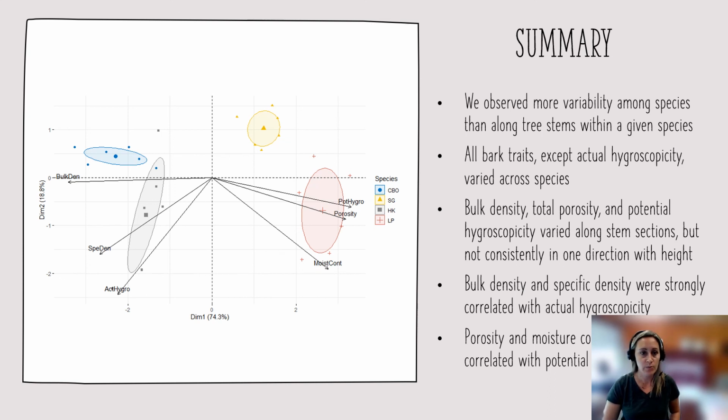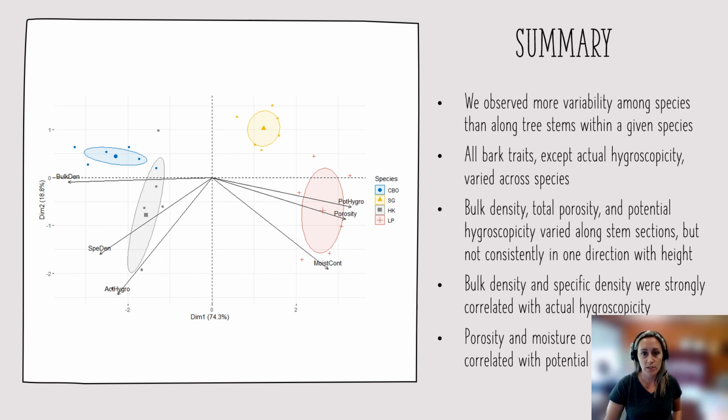As shown in this principal components figure, bark density, specific density, and actual hygroscopicity were strongly correlated, while porosity and moisture content were strongly correlated with potential hygroscopicity.